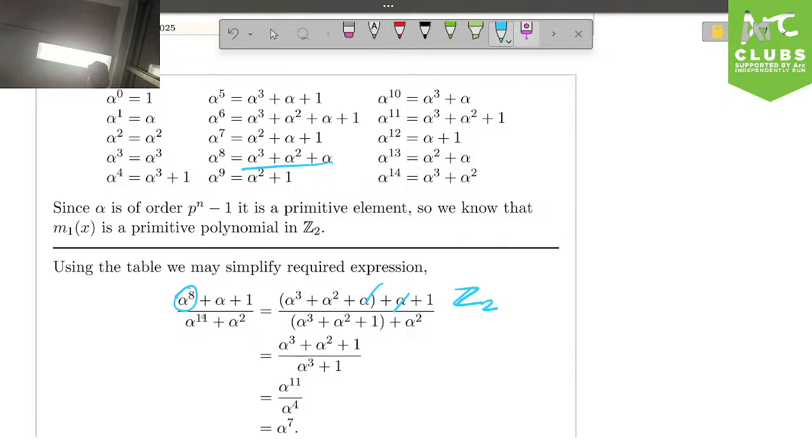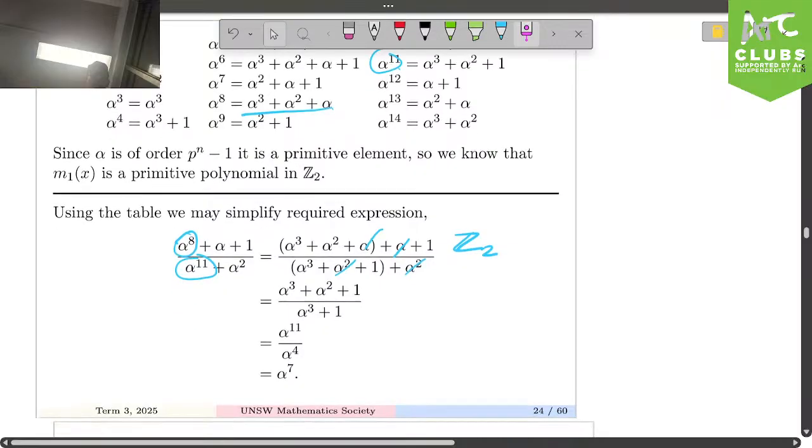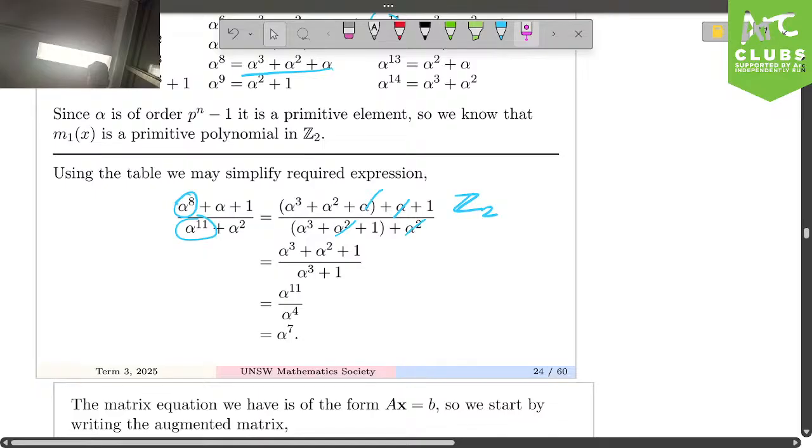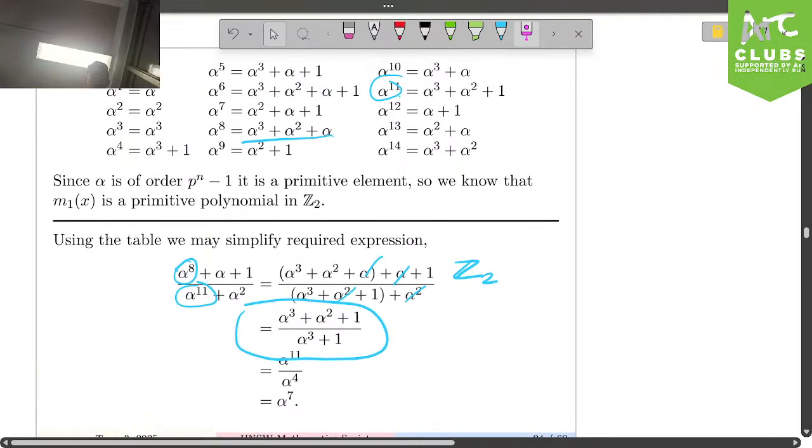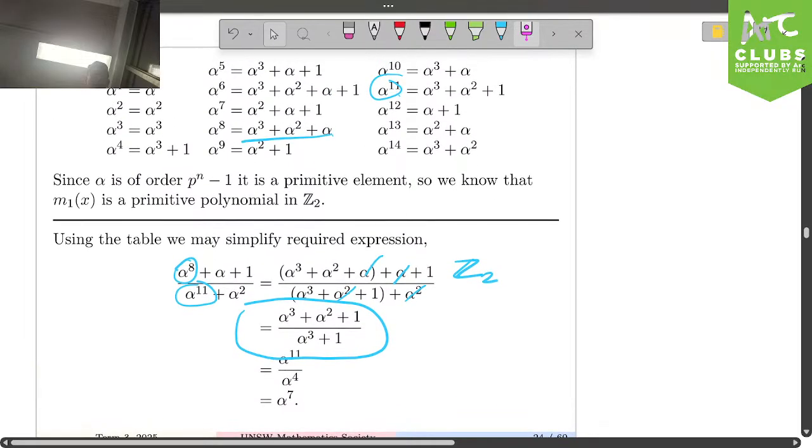And we can do the same in the bottom with this alpha to the 11. This alpha squared is going to cancel with this because we're in Z2. And so what we are going to be left with is this term. Use our table again. Go back up. And we can see that the top term is just alpha to the 11. And the bottom term is alpha to the 4.